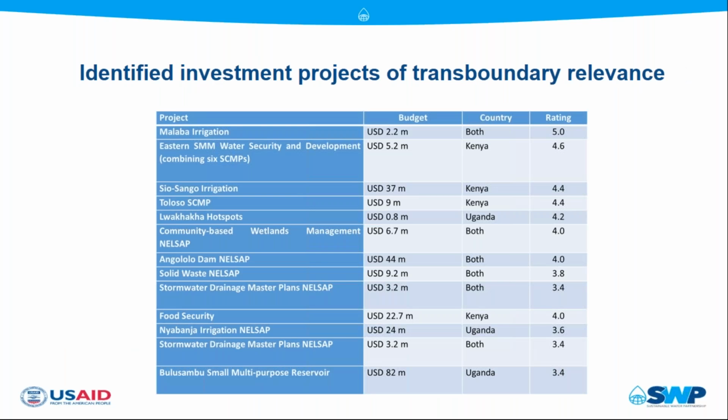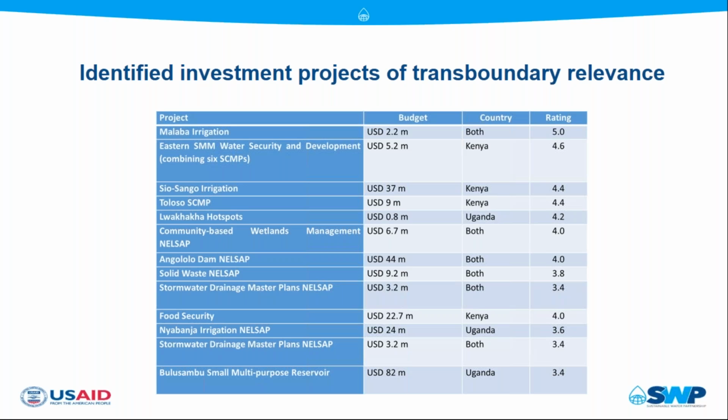Now, this table demonstrates the investment projects of transboundary relevance. The projects on the left, starting with Malaba irrigation and going down. The budget for those projects, you'll see some are fairly small, some are quite large. The Angololo Dam, 44 million, for example, 82 million for the Bulusambu small multi-purpose reservoir in Uganda.